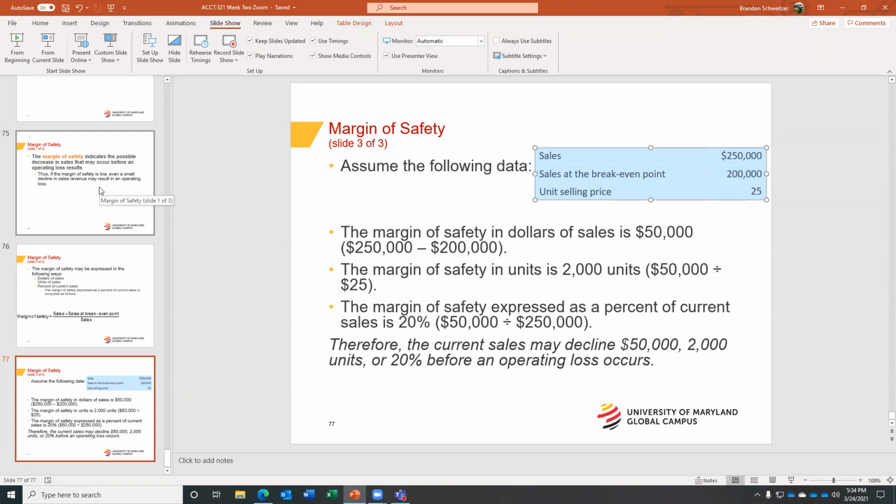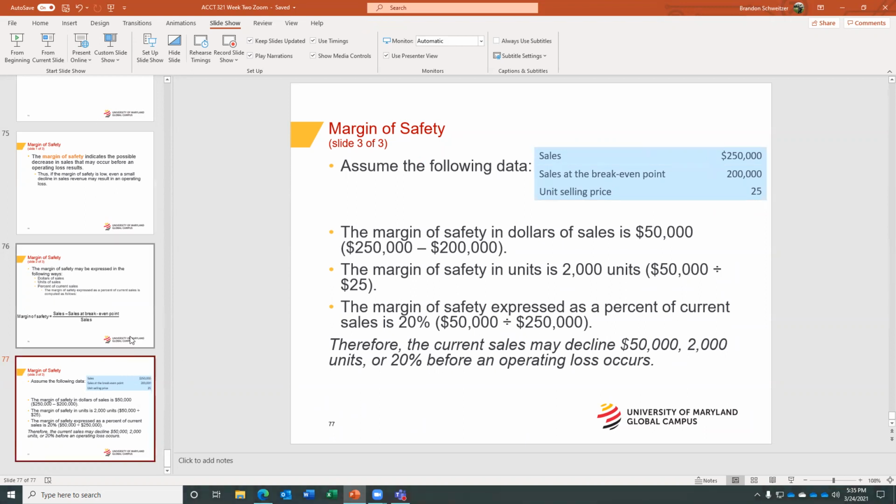We can express this as a percentage. We take our sales minus sales break even point divided by total sales. It's 20%. 50,000 divided by 250. And therefore, we need to maintain 20% or $50,000 or 2,000 units before a potential operating loss occurs. That's what I call margin of safety.